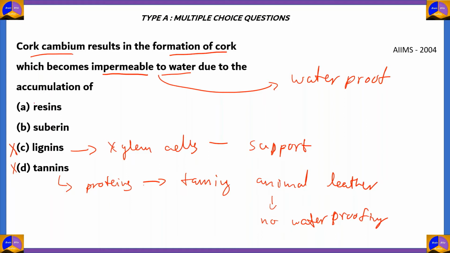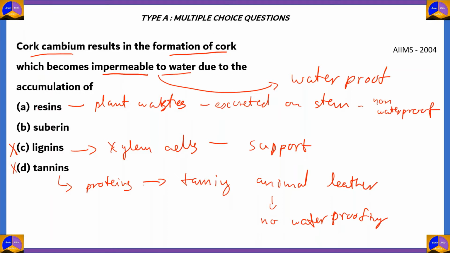What about option A, resins? These are plant wastes, and they are excreted on the stem. These are non-waterproof. So option A is incorrect. The right answer is option B, suberin. Cork cambium contains suberized cell walls, which makes cork waterproof. The right answer is option B.